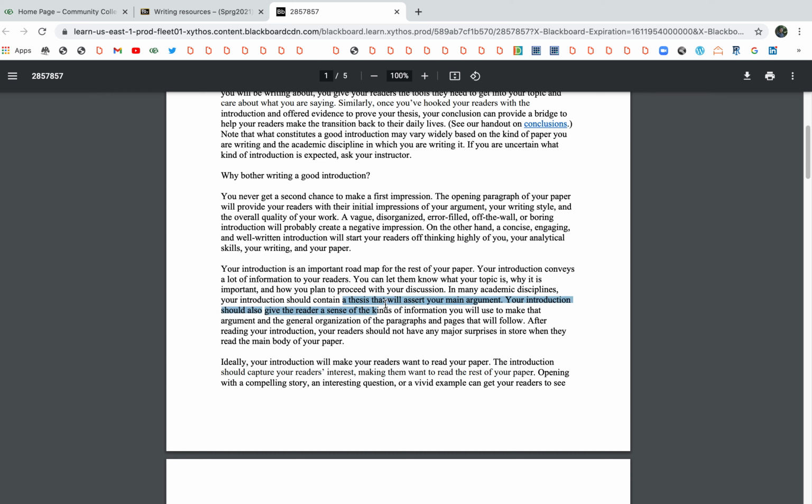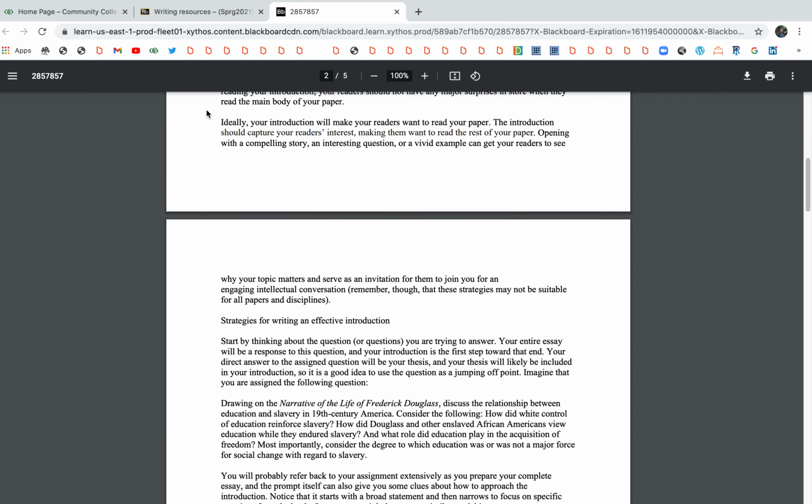I want your thesis to be the last sentence of your introduction, and I'll cover this in detail in the next video. Your introduction should also give the reader a sense of the kinds of information you will use to make that argument and the general organization of the paragraphs and pages that will follow. After reading your introduction, your readers should not have any major surprises in store when they read the main body of your paper.